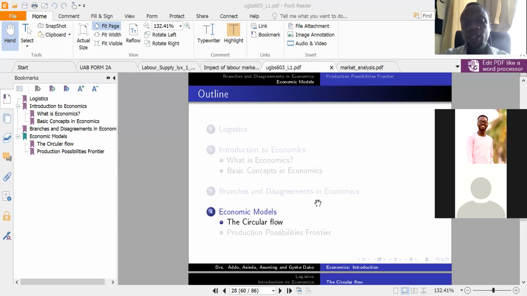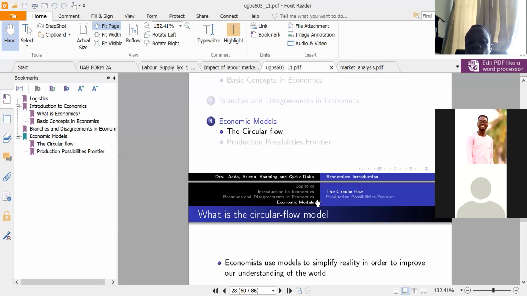Okay. So last week, the last session, we went through what is economics, some basic concepts in economics, the branches of economics, and we also highlighted where we have disagreement. This morning, I'll quickly finish up that slide, and then we can start a new topic. So economic models. We will talk about what we refer to as the circular flow model.